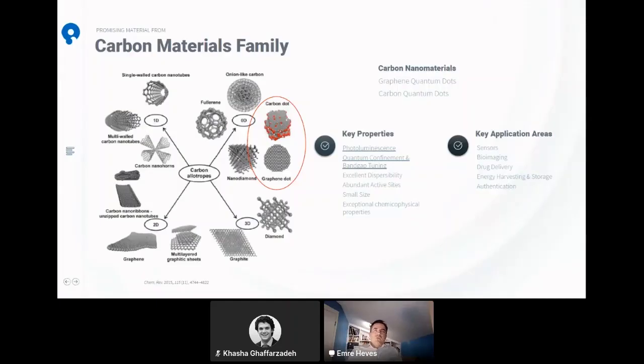So, throughout the conference, I believe there are a lot of talks regarding 2D and 1D carbon materials like graphene. But today I want to shift the focus to carbon-based nano quantum dots. So basically, there are two promising alternatives to carbon nanomaterials from the quantum dot family, such as graphene quantum dots and carbon quantum dots. Their key properties are photoluminescence through quantum confinement, and they have a lot of excellent properties, and their key application areas I will be presenting in my presentation.